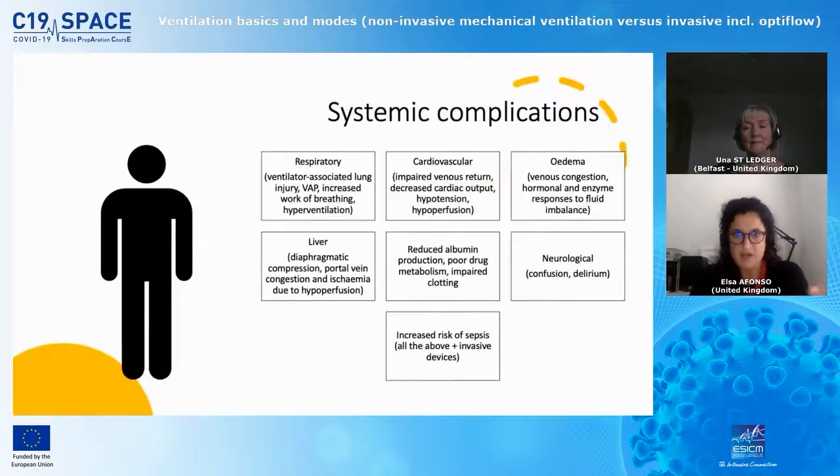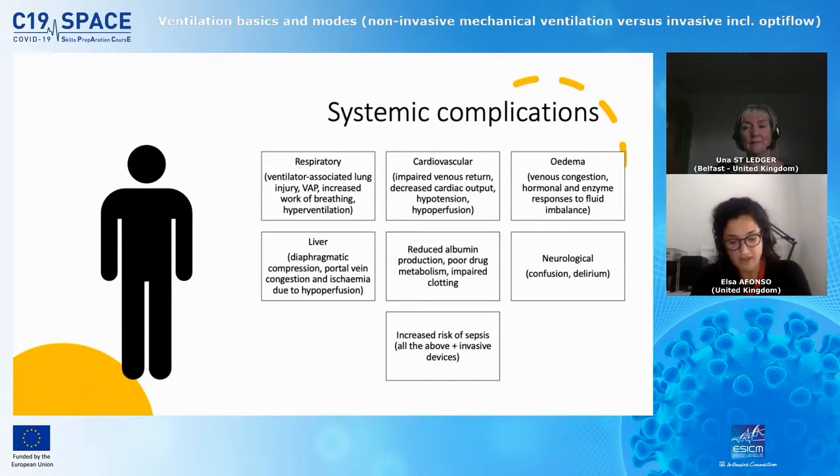there are issues around systemic complications that must be taken into account and known when you're looking after a ventilated patient. So the first obvious one is respiratory complications, such as ventilator-associated lung injury that we spoke about, caused by providing too much pressure or too much volume to the patient receiving these large flows of air through a ventilator. Ventilator-associated pneumonia: these patients have an endotracheal tube, which is an invasive device, and they're at an increased risk of infection in their lungs. Increased work of breathing or hyperventilation.